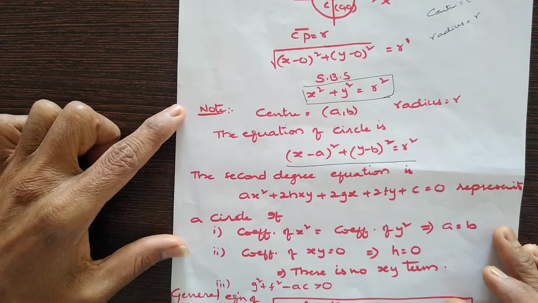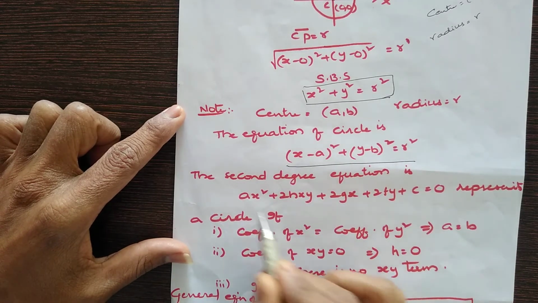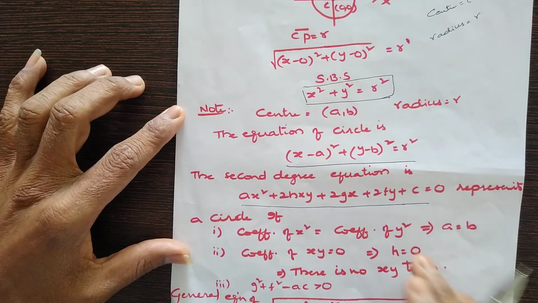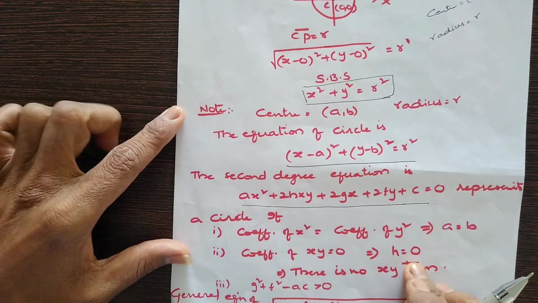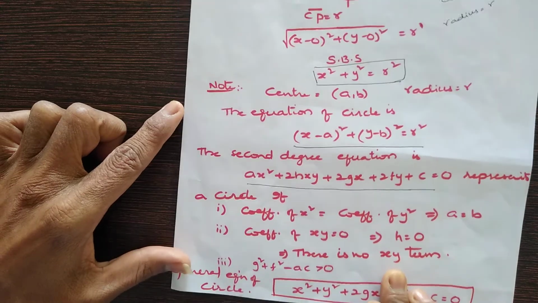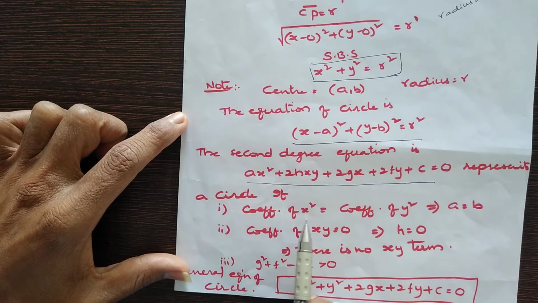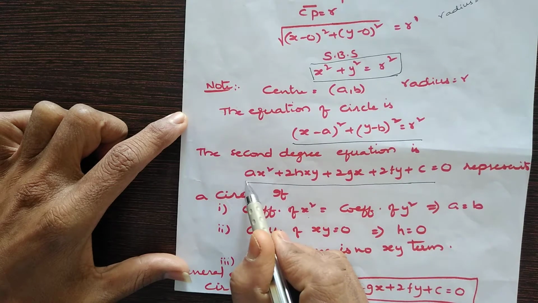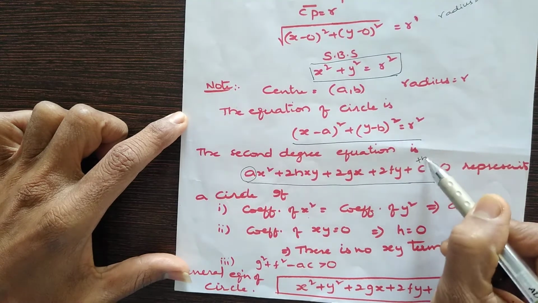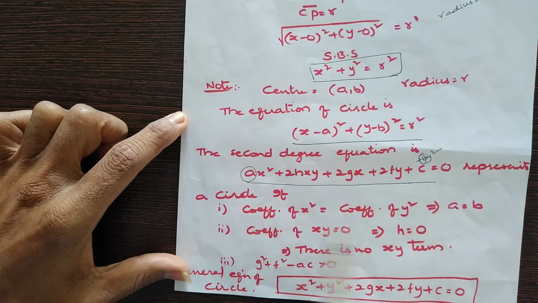See here, generally we have the second degree equation ax square plus 2hxy plus by square plus 2gx plus 2fy plus c is equal to 0. If this second degree equation represents a circle, it should satisfy some particular conditions. First condition: the coefficient of x square is equal to the coefficient of y square. This thing should be equal.